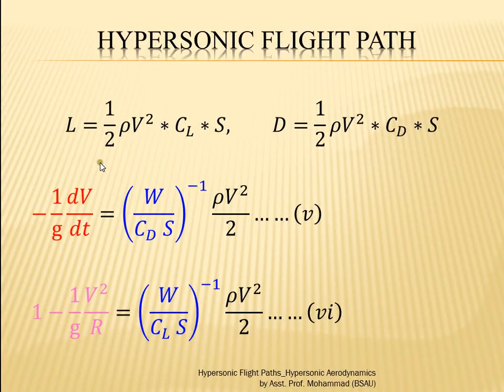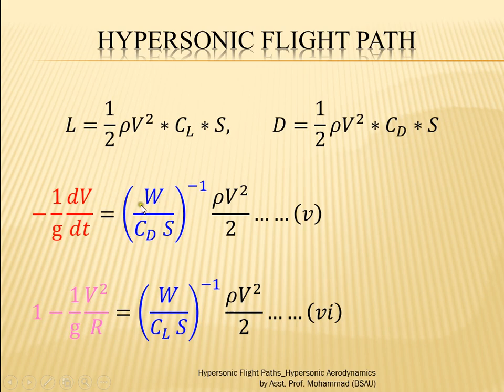Now applying the equations for lift and drag, this is the common equation. We know lift is equal to dynamic pressure times coefficient of lift and the surface area. Similarly, drag is equal to dynamic pressure times coefficient of drag and the surface area. So lift and drag are defined this way, and these are put in the previous equations. After a little manipulation, we separate out this parameter. We have to make sure that this parameter is negative. This CD S by W is written the opposite way for some different reason.